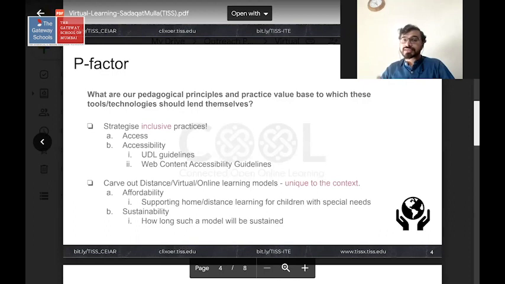So affordability is, I think, very important, which many of the previous panelists have mentioned. So how do we support models of home and distance learning? And then sustainability is, I think, very, very crucial. Mario was talking about being aware of the free. So I completely agree with that. So sustainability is very key. Can you please go to the next?